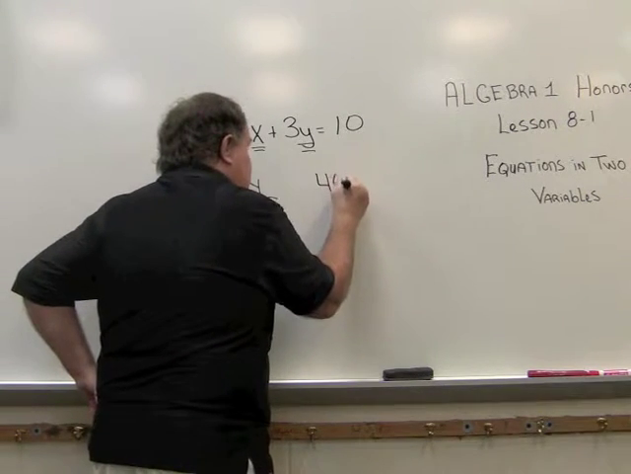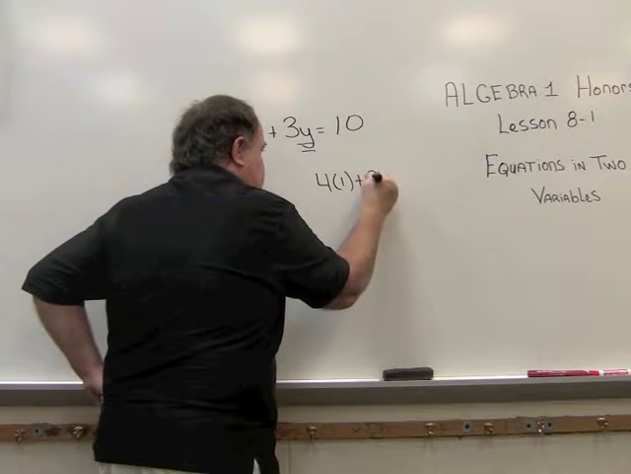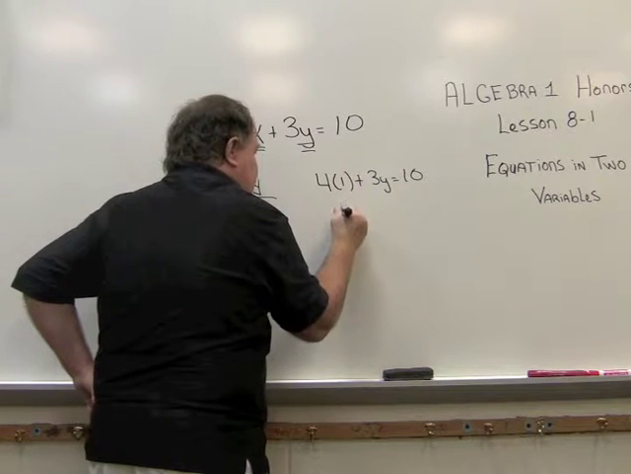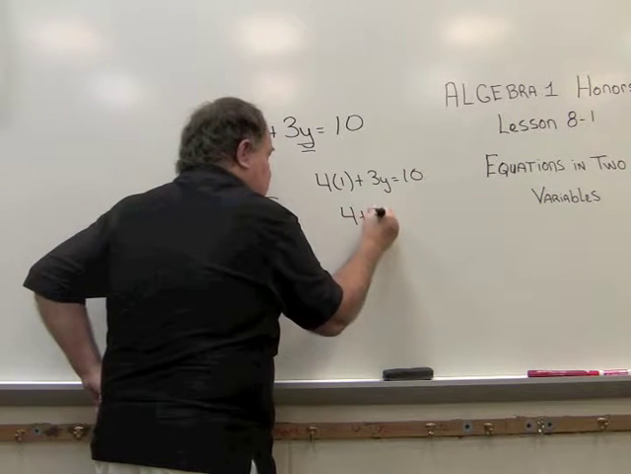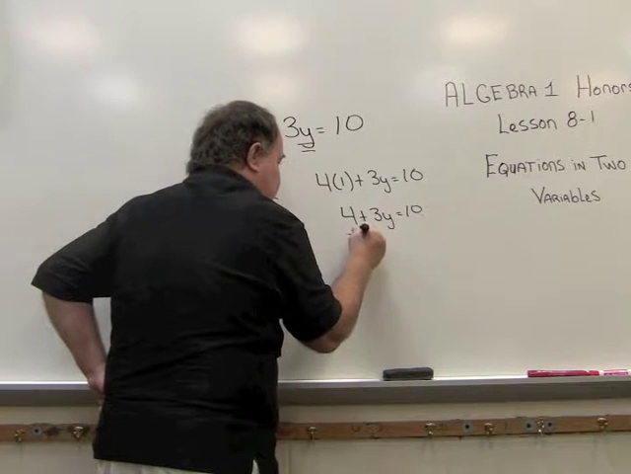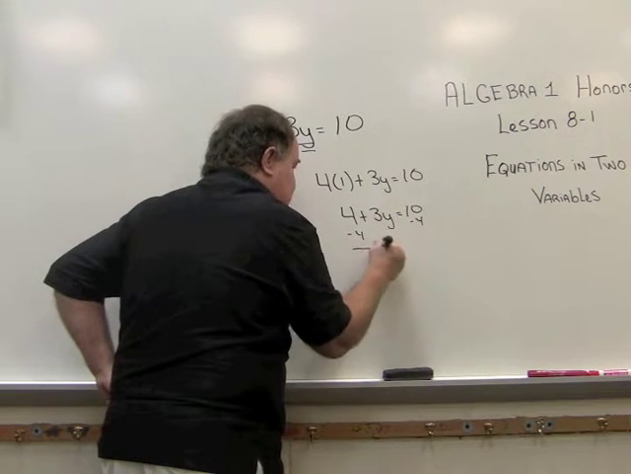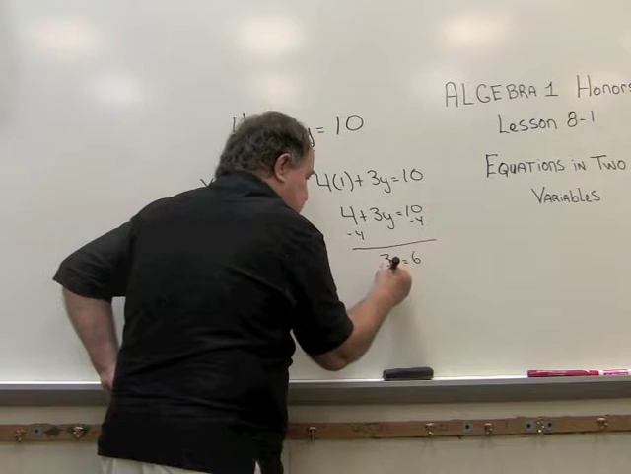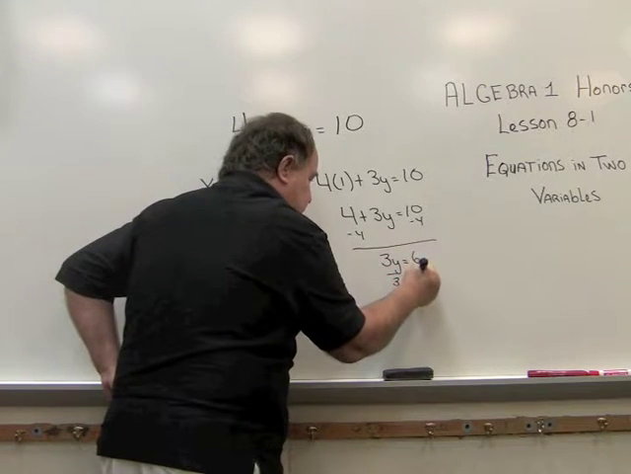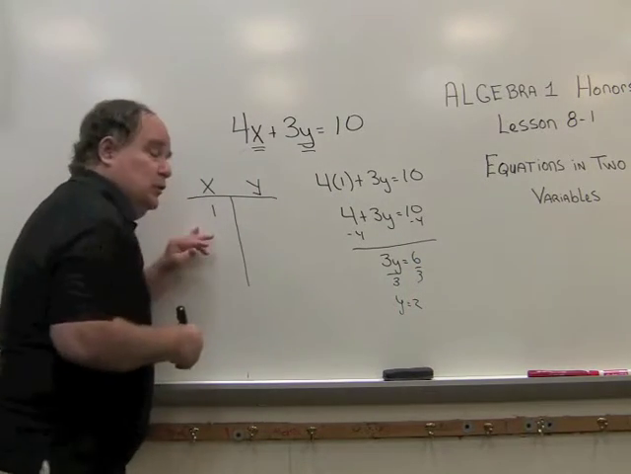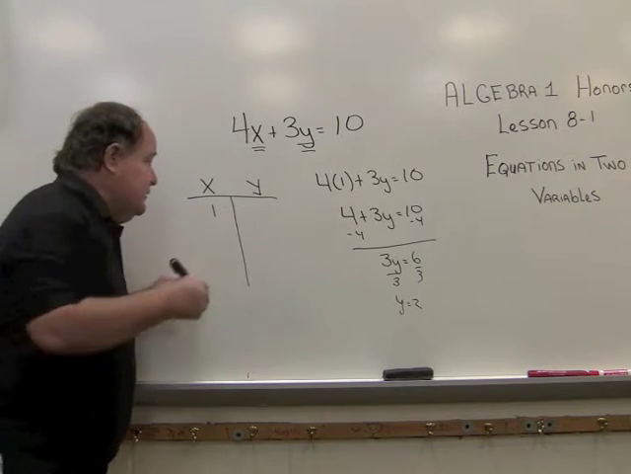So if I choose 1 here, x is 1, I'm going to end up with 4 times 1 plus 3 times y equals 10. This will come out to be 4 plus 3y equals 10. I bring my 4 over, and as you can see, I'm going to solve for y. 3y equals 6, divided by 3, my y will equal 2. So when x equals 1, my y is going to be 2.